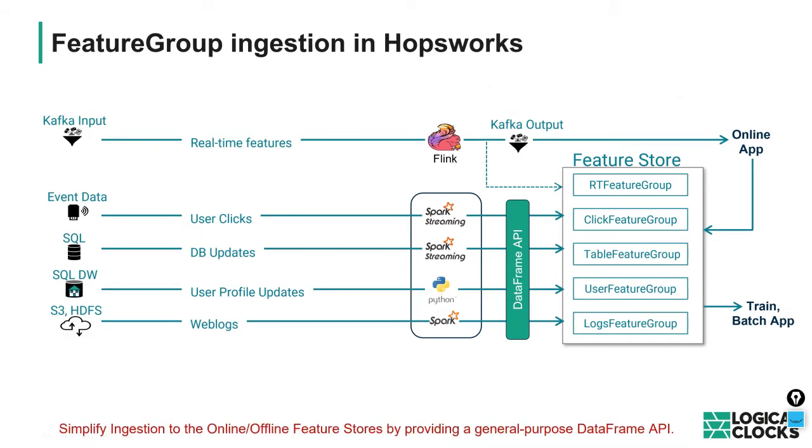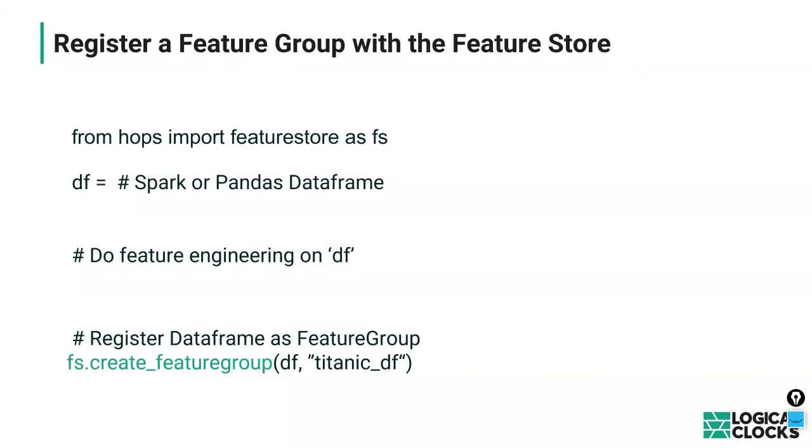Okay, so the real value of the feature store in this case is that the complexity of managing online and offline databases to serve features and training data has been simplified by providing a single unified general purpose API, the data frame API, and making the programming model more manageable for both data engineers who are going to be ingesting data and data scientists who are going to be using the feature store to create training and test data sets. So let's have a look at some code to make this a little bit more concrete.